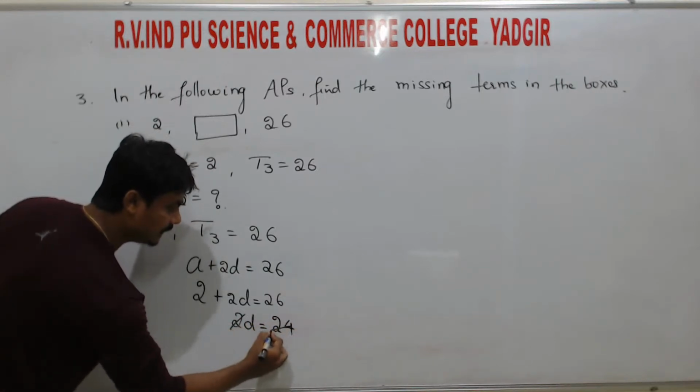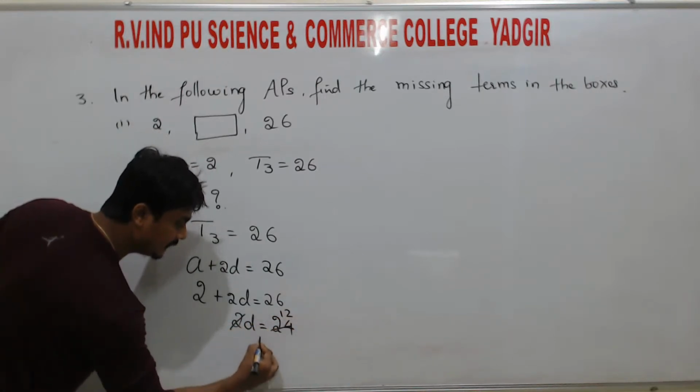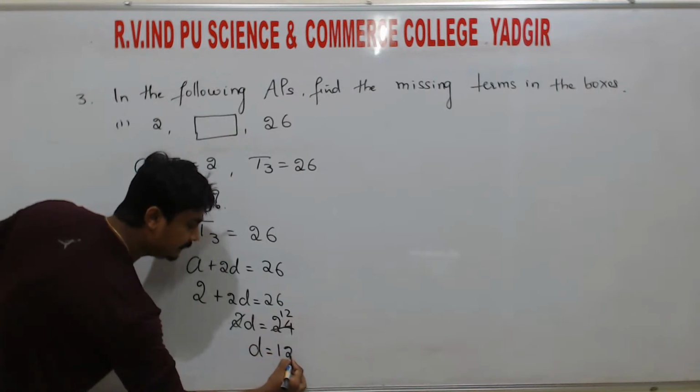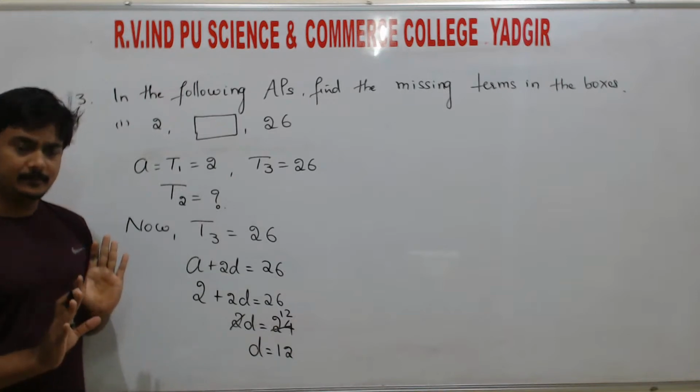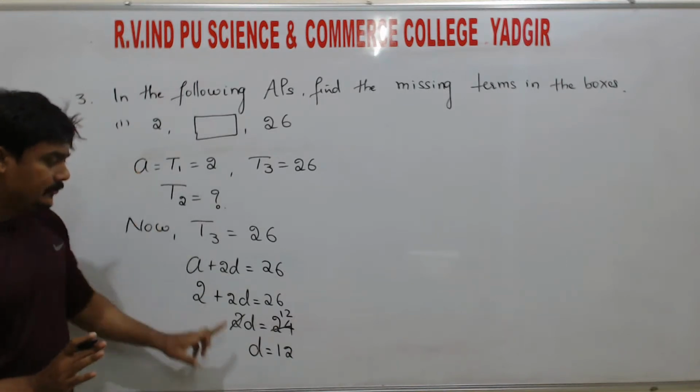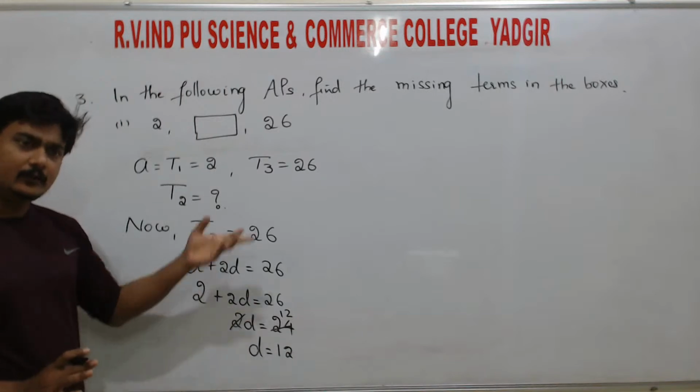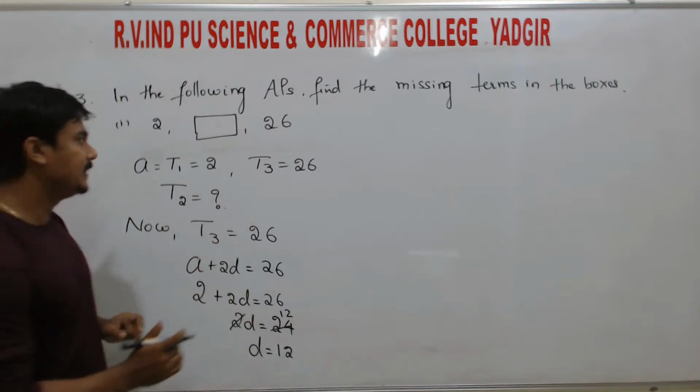2 ones are 2, 2 twelves are 24. So we get D value as what? 12. Now we are having D value. So we are having A value as well as D value. So now we can find out the missing term in the box.